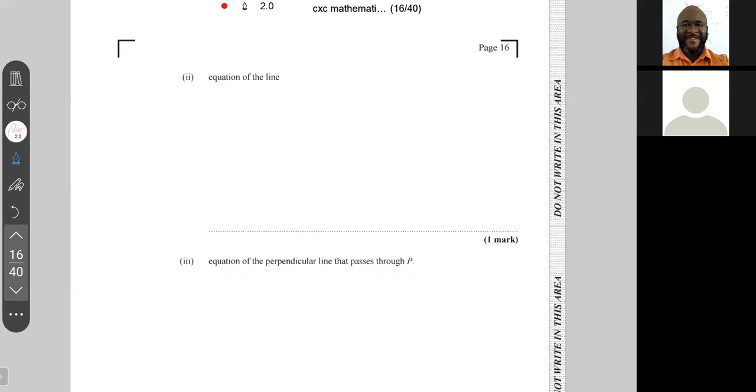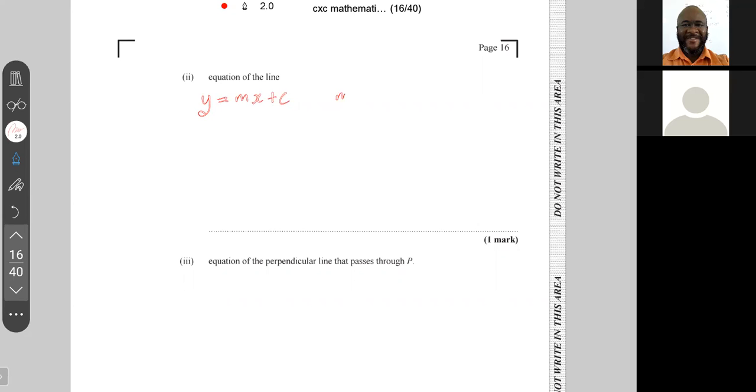Next, we're asked to state the equation of the line. Now, notice here, the examiner only gave 1 mark for it. So what he really wants you to do is to state and not so much to work. Now, a straight line is defined by the gradient and the y-intercept. Once you know the gradient and the y-intercept, you know the equation of the line. Now, the general format is y is equal to mx plus c.